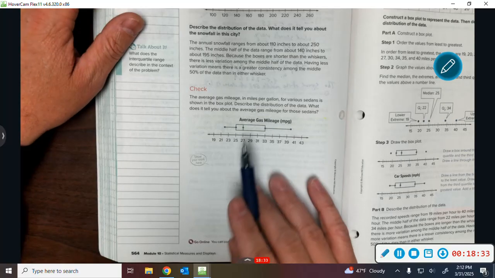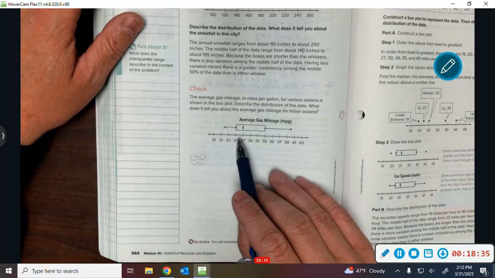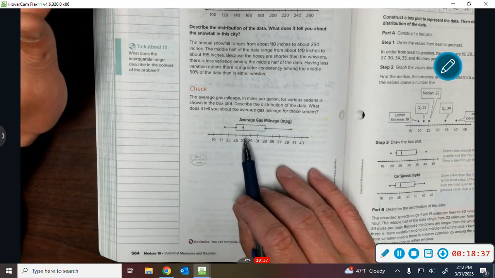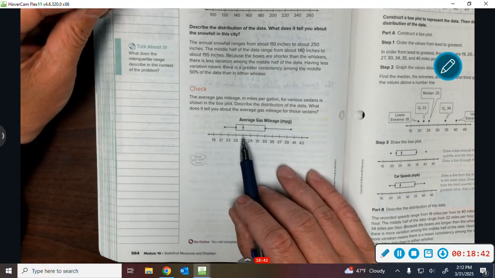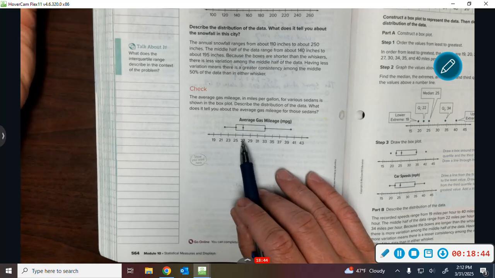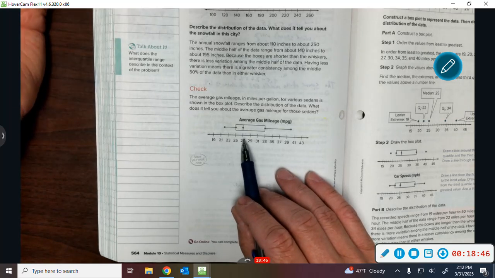So to describe this, we would say that there is more consistency and less variation in the middle half of the data. That's how you would describe that. Less variation among the middle half of the data.